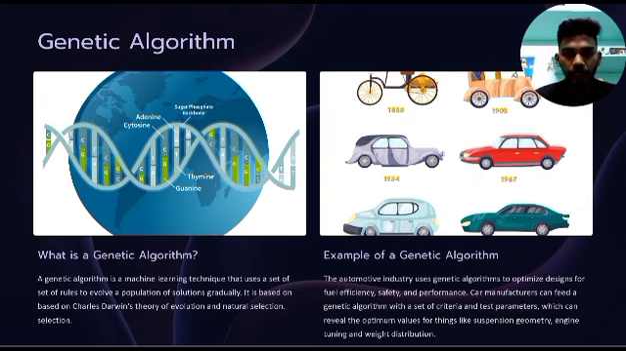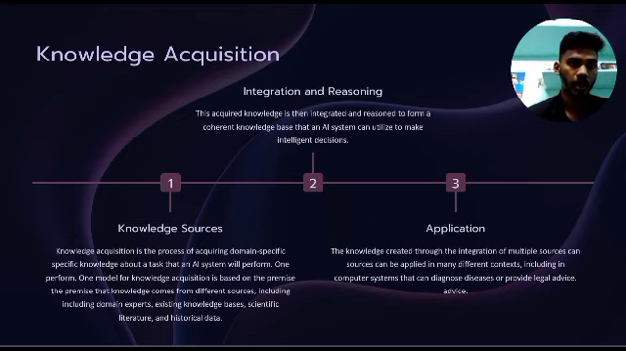The automotive industry uses genetic algorithms to optimize designs for fuel efficiency, safety, and performance. Car manufacturers can feed a genetic algorithm with sets of criteria and test values for things like suspension geometry, engine tuning, and weight distribution. We can see another learning method is knowledge acquisition.